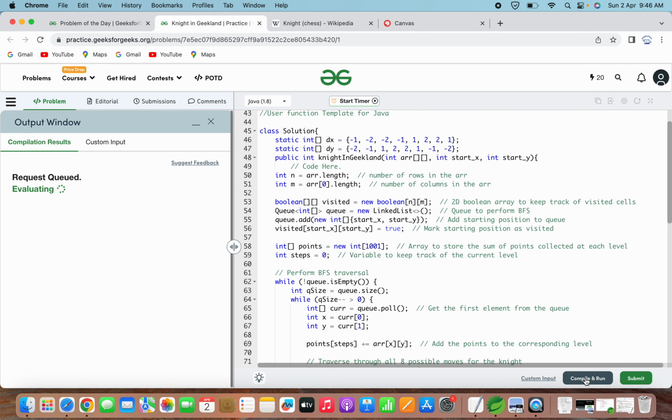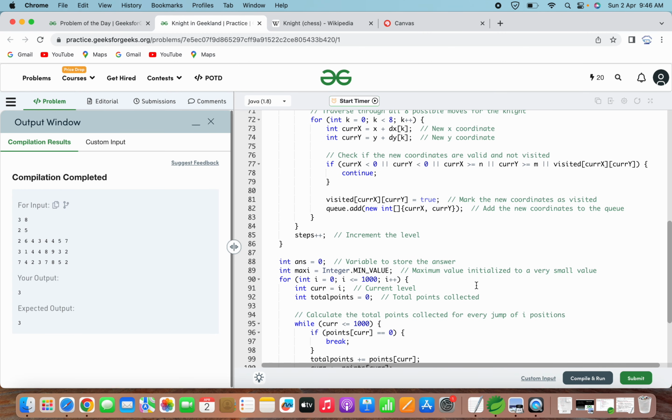So here, while this code is getting compiled, we can have one question: what is the relevance of 1000 here? Though it is given in the question, how exactly is that used? So here the thousand is used as the upper limit for the number of jumps the knight can make.